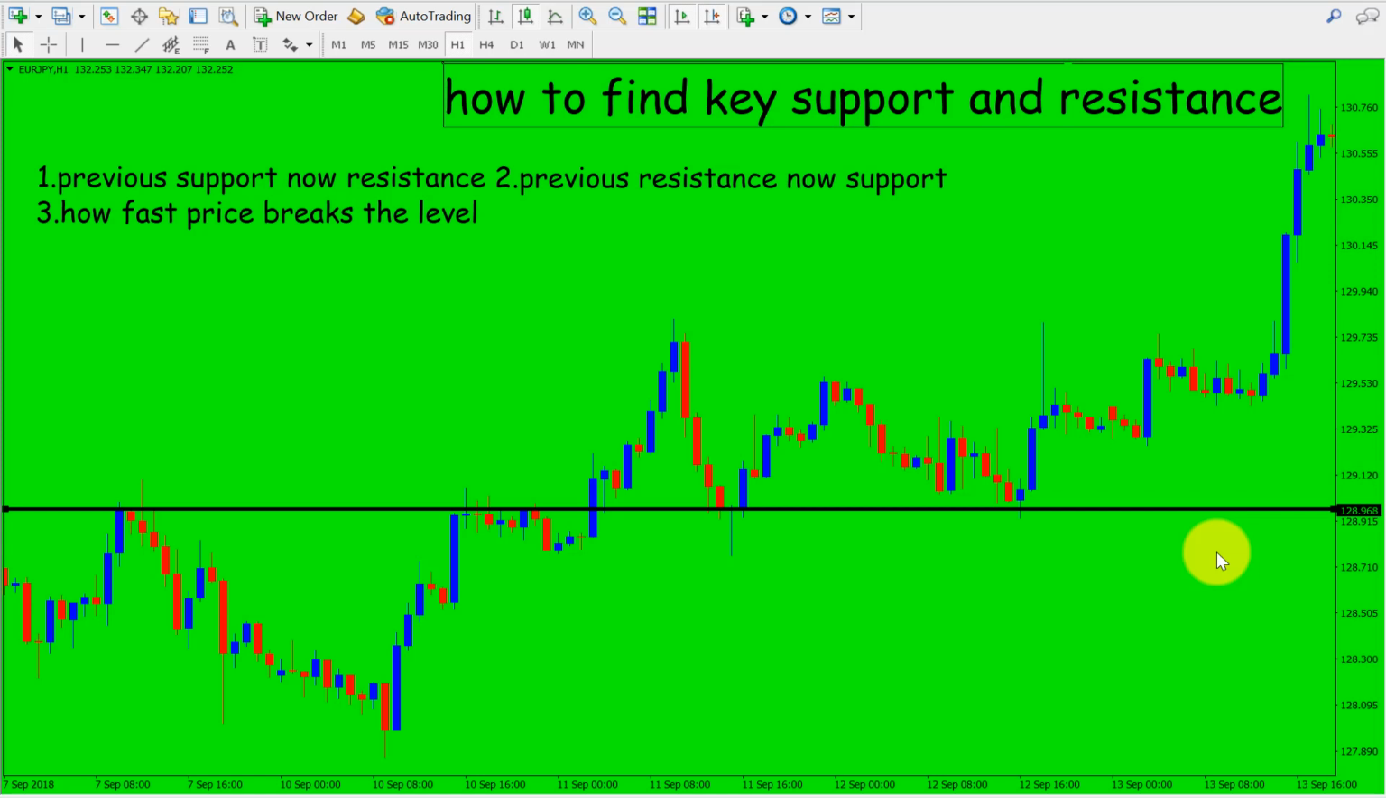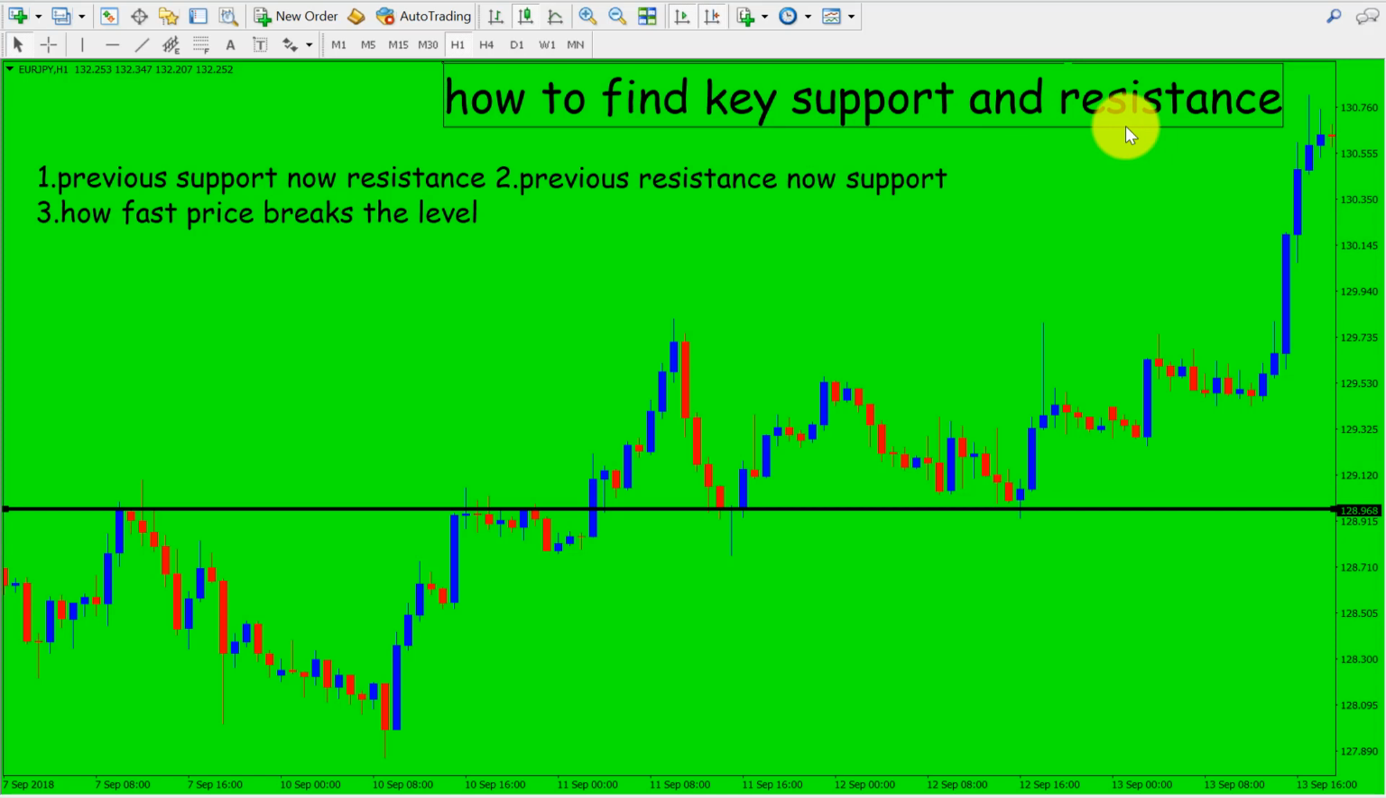And friends, today I am going to show you how you can find key support and resistance zones, and these things will help you in your trading career, because if we can find the key support and resistance zones, then we can easily buy and sell from those zones. So let's begin with our new strategy. Today we will learn how to find our key support and resistance zones.